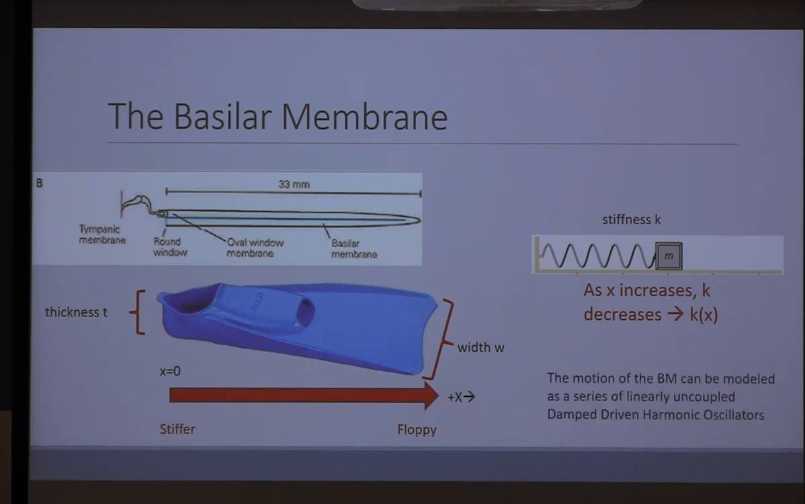So the motion of the basilar membrane can be modeled as a series of linearly uncoupled damped driven harmonic oscillators. What does this mean? We can think about each individual point along the basilar membrane as a harmonic oscillator, which is kind of like a mass on a spring. And they're uncoupled, so each point will be oscillating independently of the points adjacent to it on the membrane.